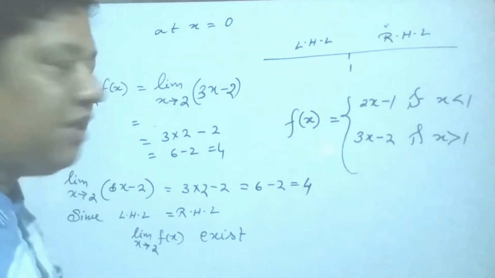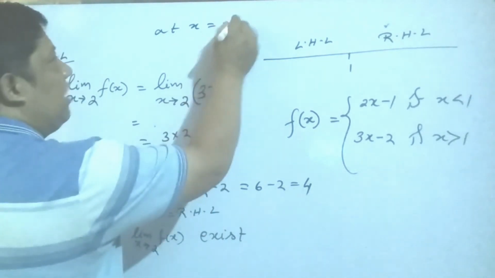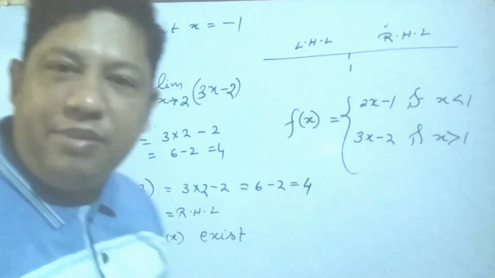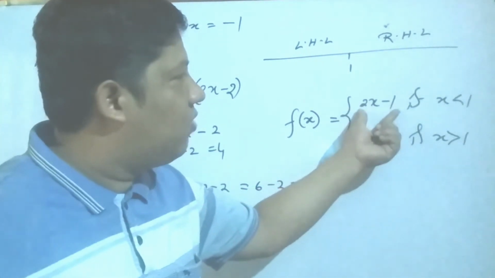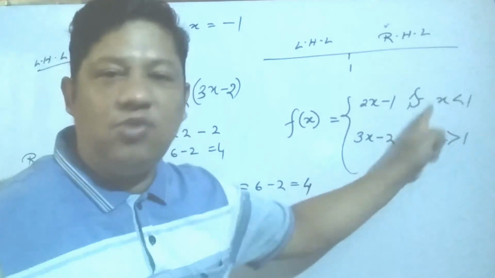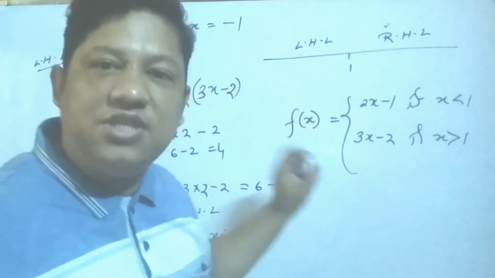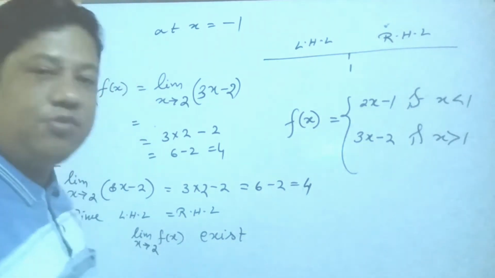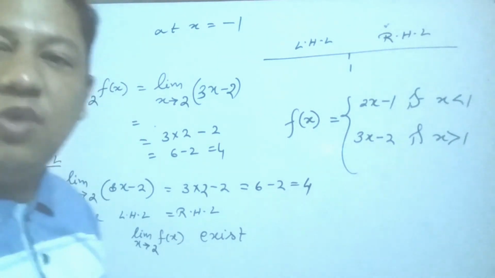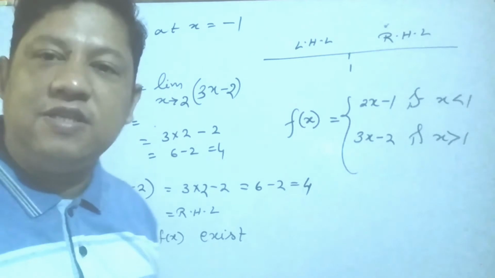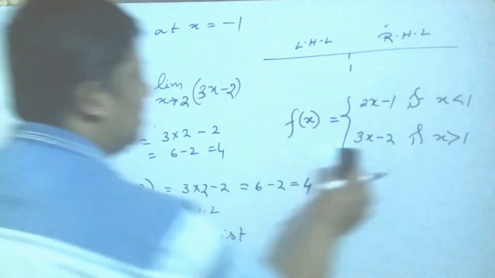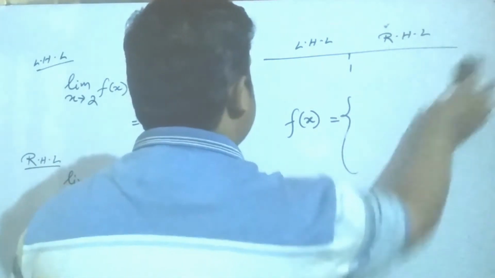Next, suppose you have to find the limit at x equal to minus 1. Then the left limit and right limit also use this one, because x is less than 1 and this point is always less than 1. Okay, this is the concept for the first type of questions, question number 23, 24, 25 like this. Next type of the questions, it is given in interval.